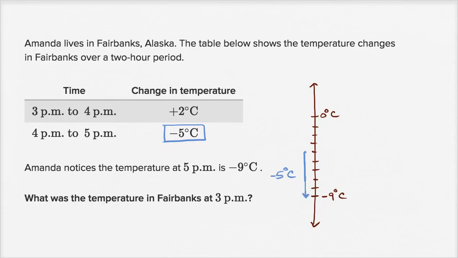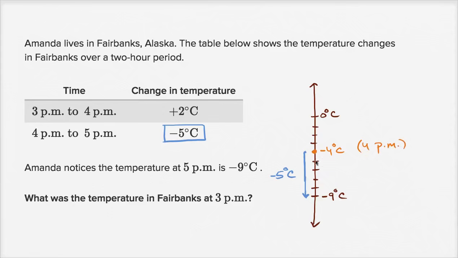This is a negative 5 degrees Celsius. So at 4 p.m., right at 4 p.m., we must have had a temperature of, 5 above negative 9 is going to be negative 4. Negative 4 degrees Celsius. This was what the temperature was at 4 p.m.